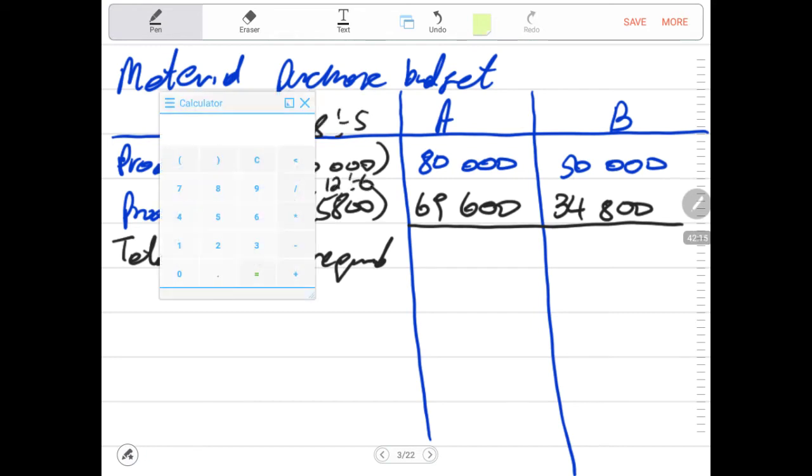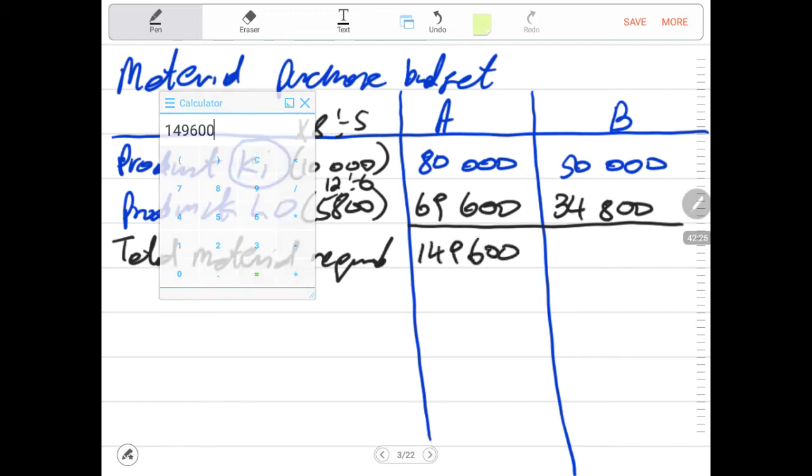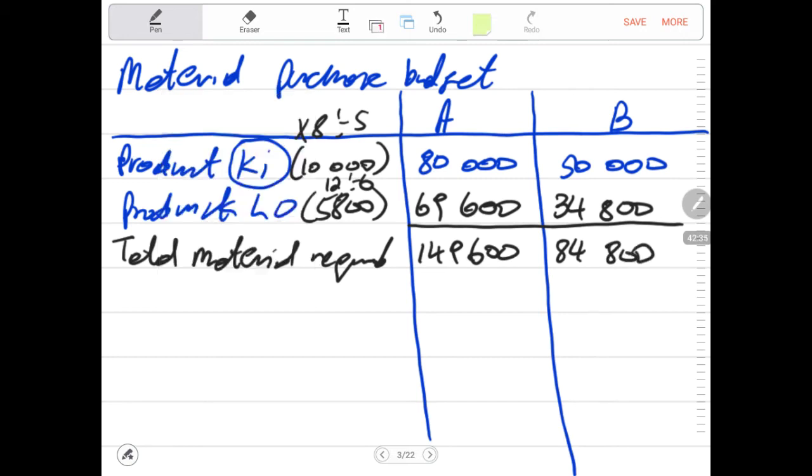Then we add the two numbers, 80,000 plus 69,600. We get 149,600. And we have 50,000. It will be 84,800. Just added it using my mind.